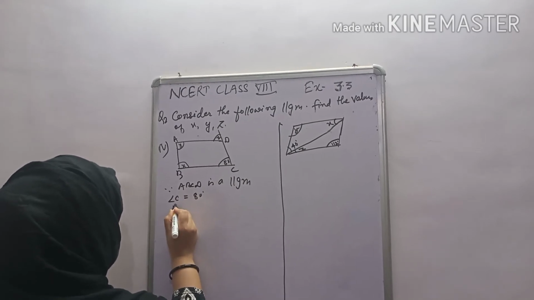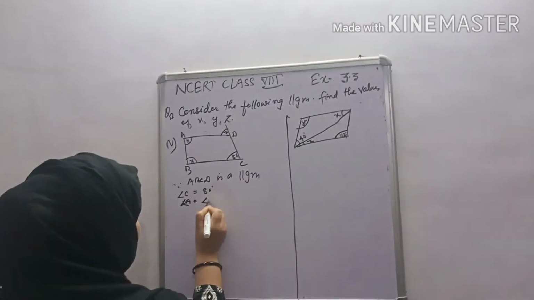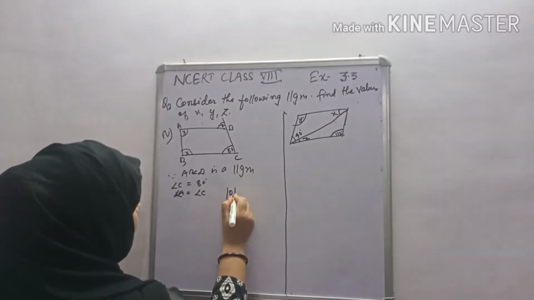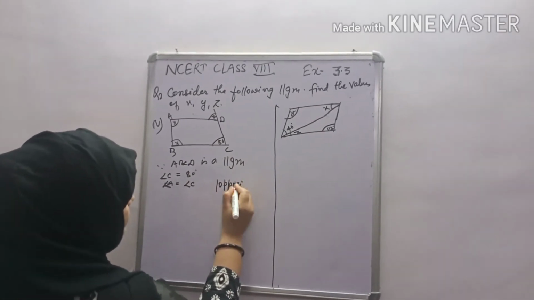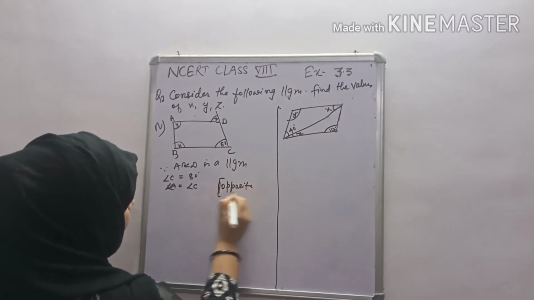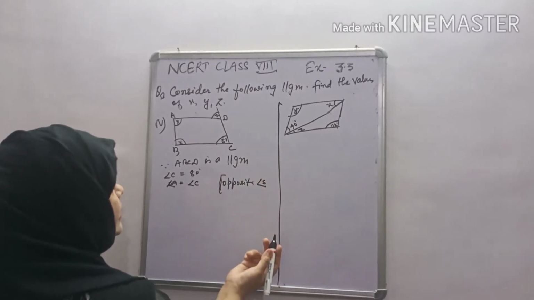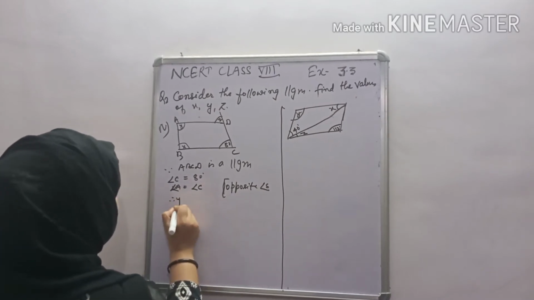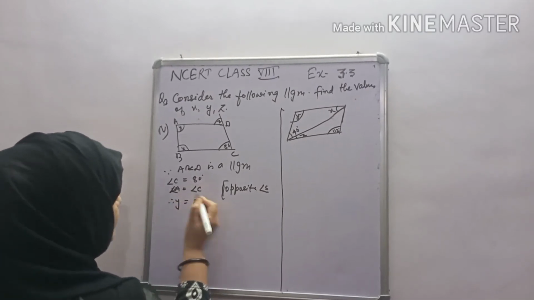Angle A is equal to angle C. How? Opposite angles of a parallelogram are equal. We are writing opposite angles. Opposite angles are equal. Therefore, y is equal to also 80 degree.